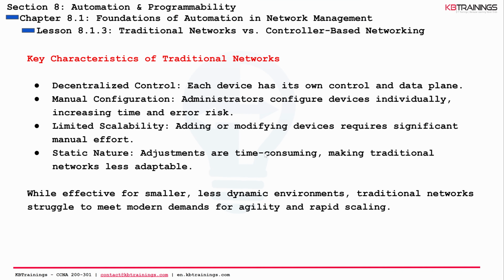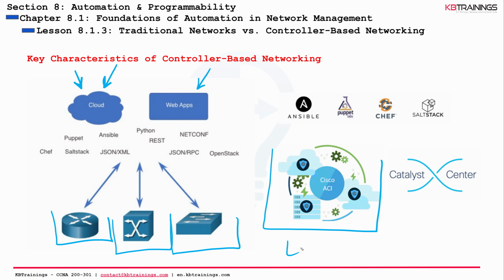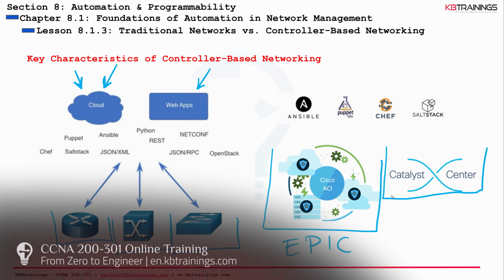Next, let's talk about controller-based networks. As you can see here, we still have our same devices, but now, instead of them being completely independent from each other, they are controlled by a centralized entity that we call the controller. That entity can be in the cloud, it can be a web app, it can be of any kind. I gave some examples over here. We have Cisco APIC, that is a good example of a controller. We have the Catalyst Center from Cisco. These are two examples of Cisco controllers. And we have all these other tools like Ansible, Puppet, Chef, SaltStack.